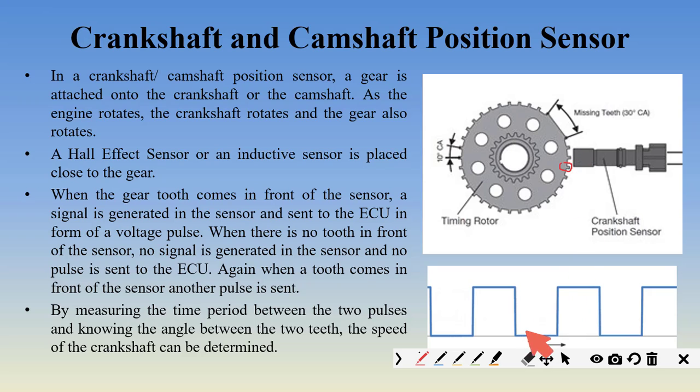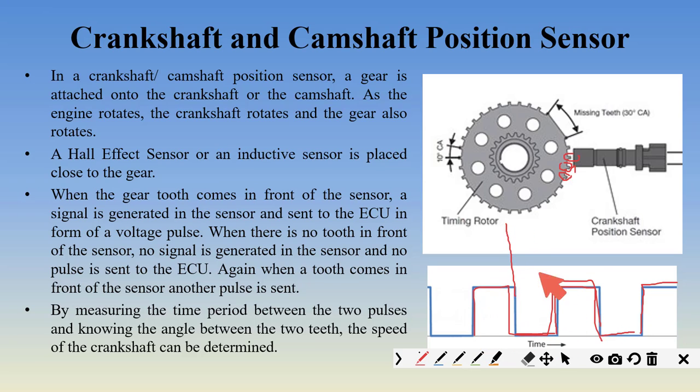Between this and this, there is no tooth in front of the sensor, hence there is no signal. When this tooth comes, there is another signal produced. Again, when there is no tooth in between, there is no signal. Again, when there is a tooth in front of the sensor, another signal is produced. Thus, whenever a tooth comes in front of the sensor, a signal is produced, right?